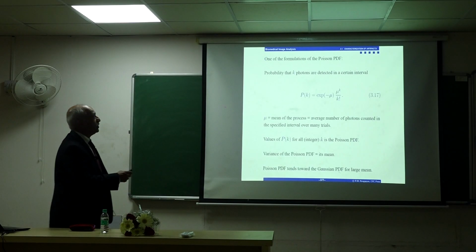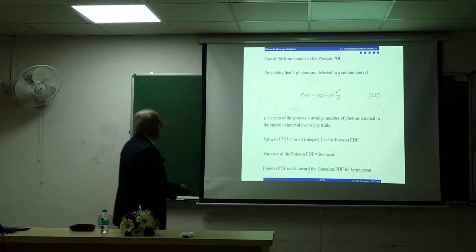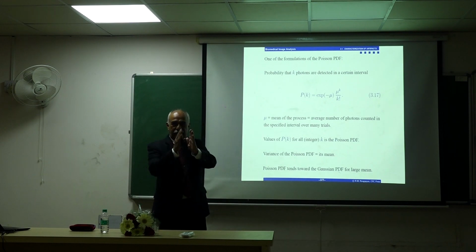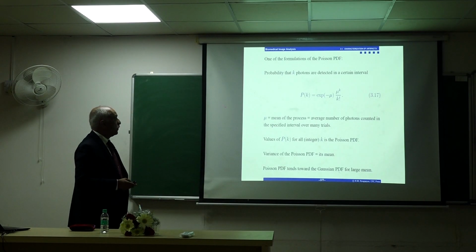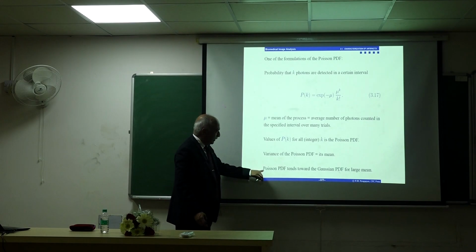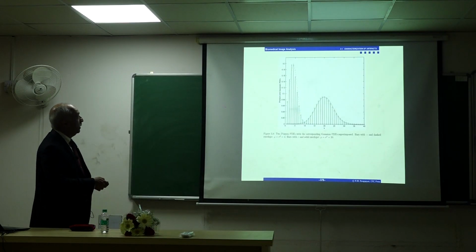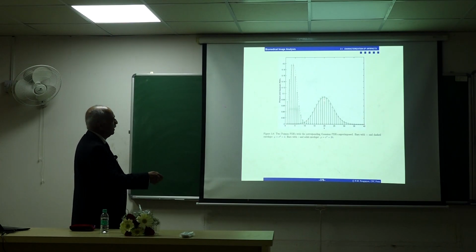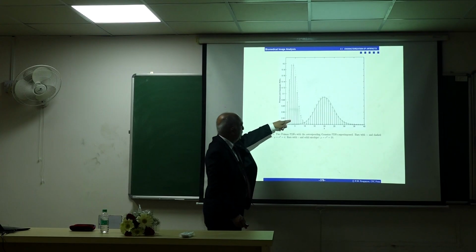One of the formulations of the Poisson PDF, there are at least 2. I'll show one here. P of k is exponential minus mu, mu to the power of k, over k factorial. Mu is the mean, the average number of photons counted in the specified interval of time over many trials. P of k is the probability of occurrence of k, and the variance of the Poisson process is equal to its mean. The Poisson PDF tends towards a Gaussian for a large mean, but it is one-sided. It ends here, it's not for negative values. But as you increase the mean, it becomes close to a Gaussian. This is for mu equal to 4, and that is mu equal to 20.